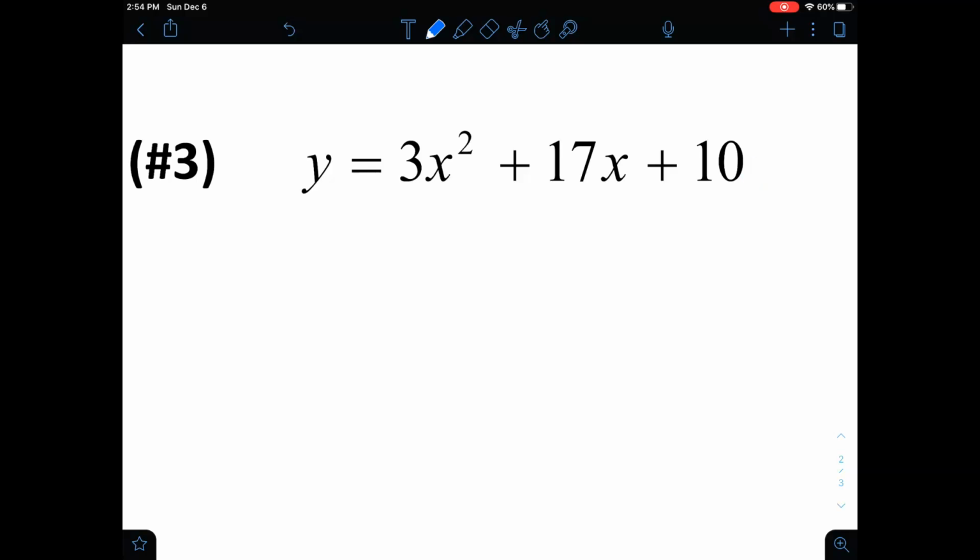How many terms do we have here? We have 3. Is it a perfect square trinomial? We've got to check that. This is not a perfect square trinomial. This is not a perfect square. This is not a perfect square. So now we're going to do our general factoring, or smiley face method.